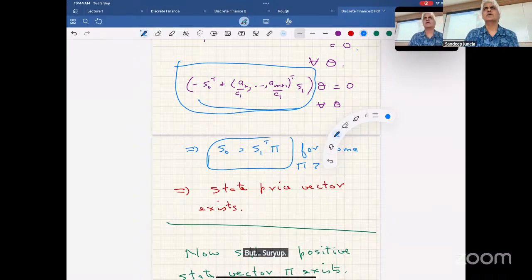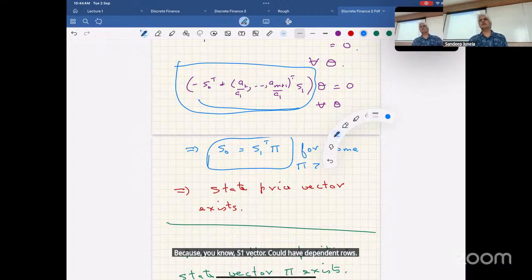Right now, we can't say the uniqueness of pi, because the S1 matrix could have dependent rows, and then pi may not be unique in that case. If it's full rank, then you'll get uniqueness. Yeah, that's right. So we'll talk about that later.